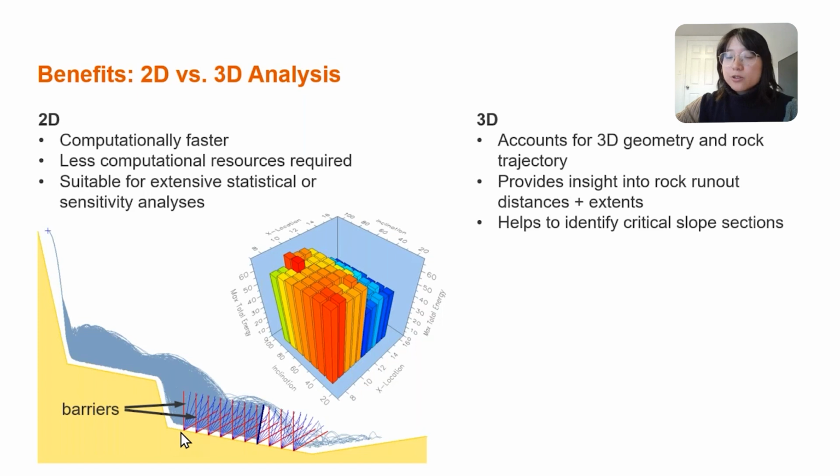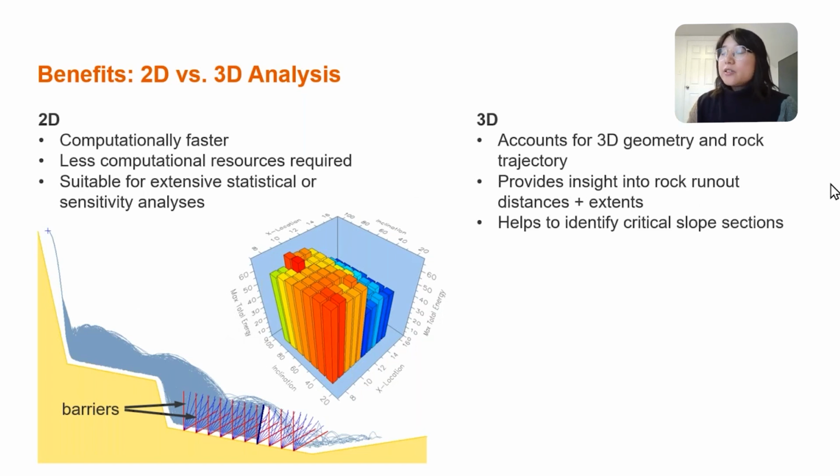Here the barriers are shown by the red and blue lines. The user can vary the barrier location along the slope, as well as the barrier inclination at each location, so that the energies and downsides can then be examined for different combinations of barrier design. The outcome can then be visualized in a 3D histogram with the location and inclination of the barriers on the two horizontal axes and the rock energy on the vertical axis.